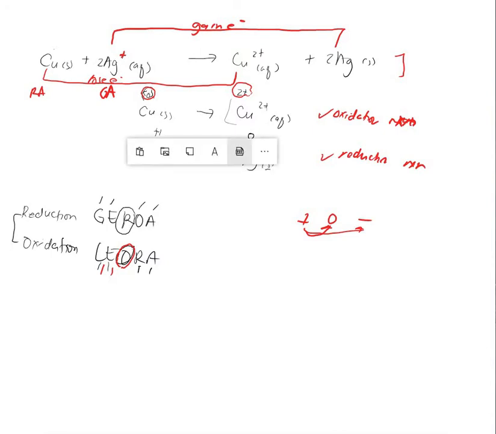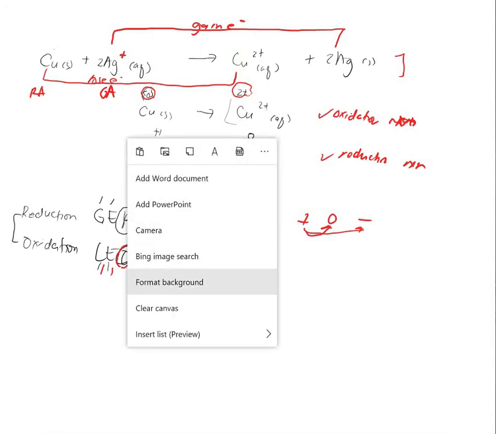Okay, so let's try to balance an equation. Let's have another example wherein we need to balance an equation. Let's say, for example, we have MnO4 permanganate ion.